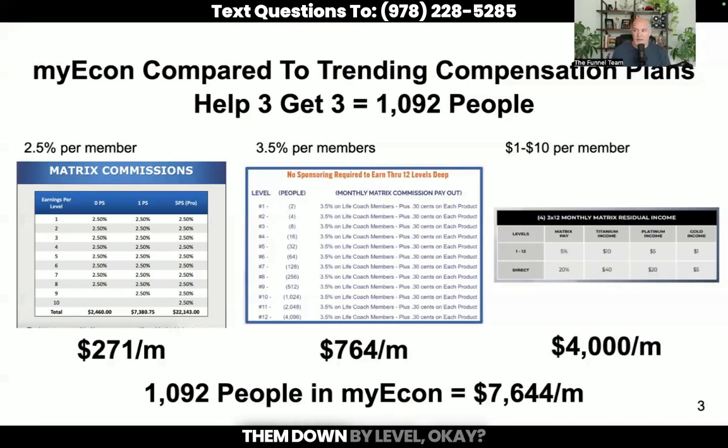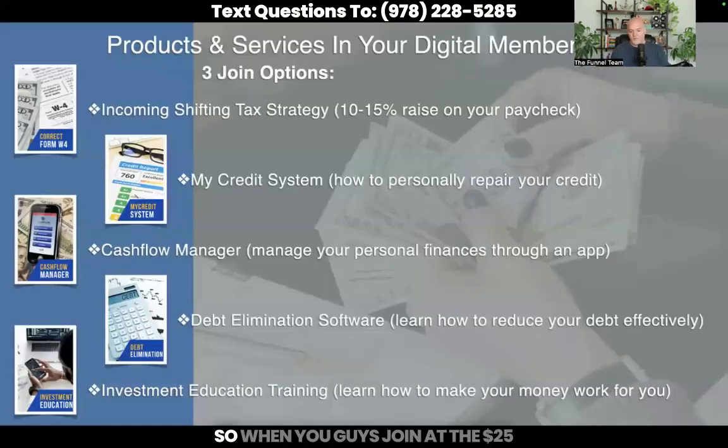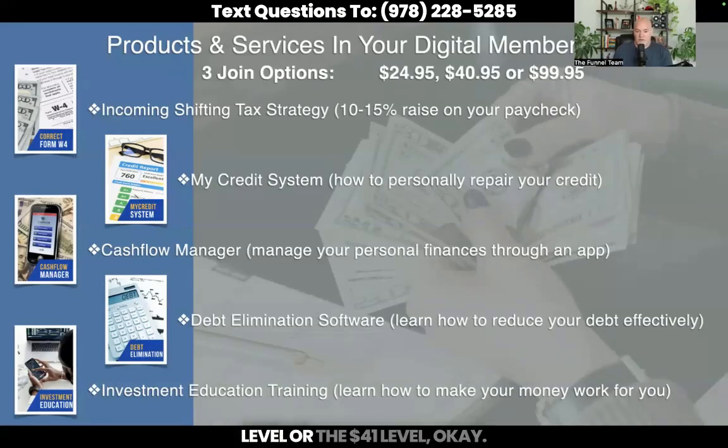And I'm going to break them down by level. Okay. So when you guys join at the $25 level or the $41 level, when you pay to get started there, you're going to get access to everything that you see on your screen.